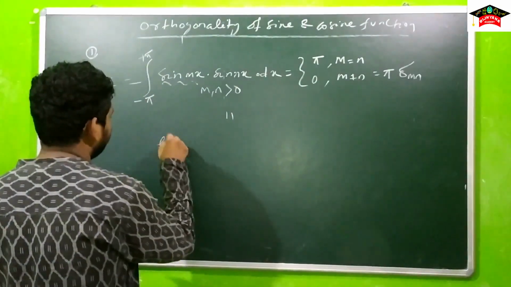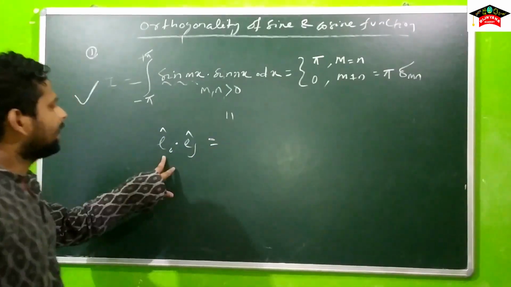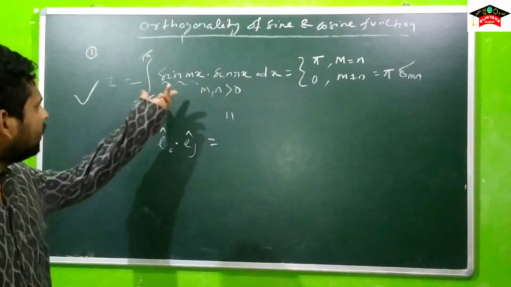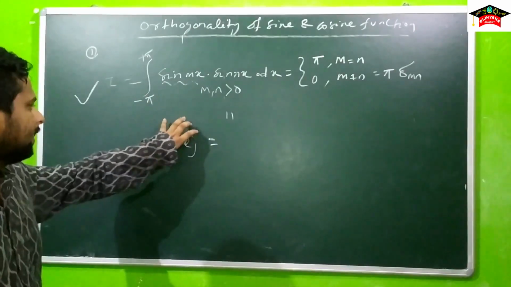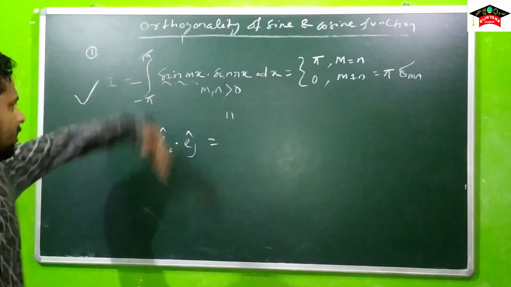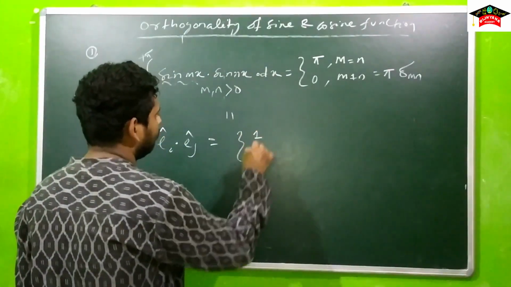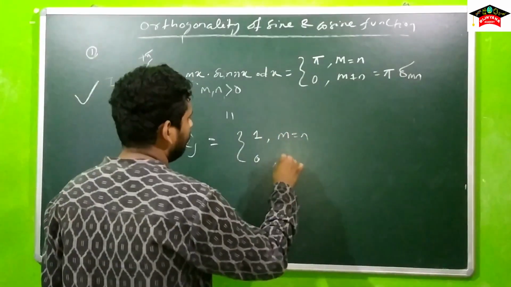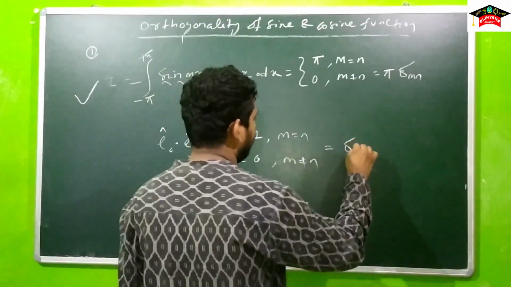So ei into ej. We have not integrated, because dot product is itself a mathematical operation, and here integration is a mathematical operation. So we don't have to integrate again here. The operation here is dot product; here the operation is integration. This is the only difference. So this has a value 1 when i equals j, and when i is not equal to j, it is 0.